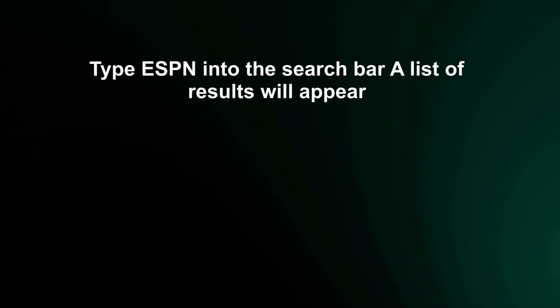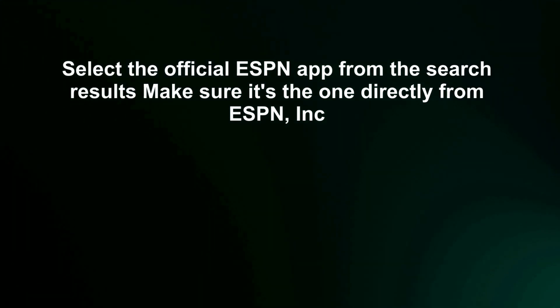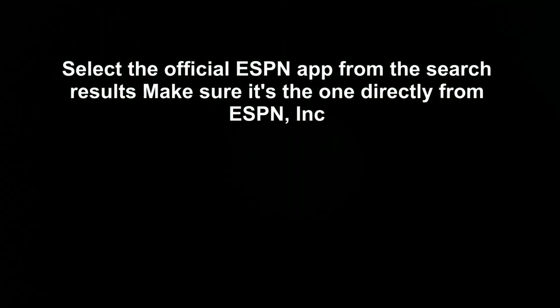First, navigate to the search icon on your Firestick's home screen, usually located in the upper left corner. Type ESPN into the search bar. A list of results will appear. Select the official ESPN app from the search results. Make sure it's the one directly from ESPN, Inc.